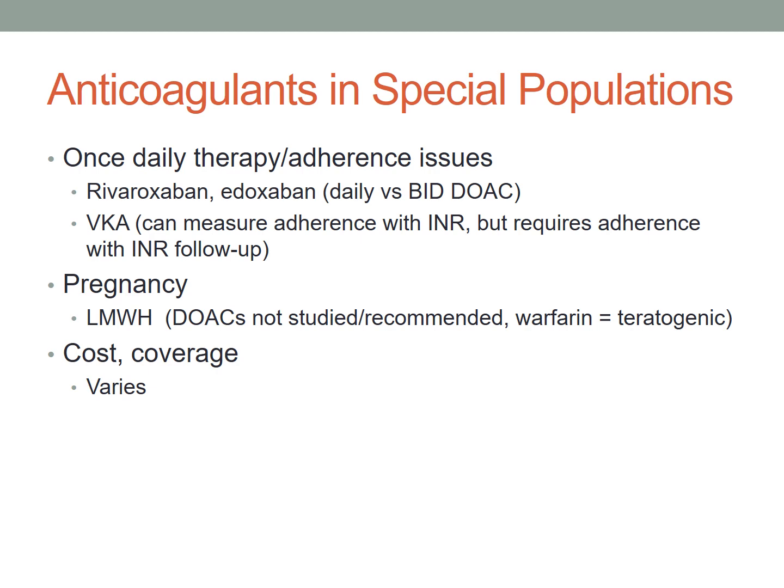For patients who are pregnant, low molecular weight heparin is really what the drug of choice is. DOACs are either not studied or not recommended in patients that are pregnant. And remember that warfarin is teratogenic, so it is contraindicated in pregnancy. As far as cost and coverage, I really think this varies patient to patient. There are a lot more insurance companies that are covering these DOACs. There are some definite advantages to these, although not available generic yet.